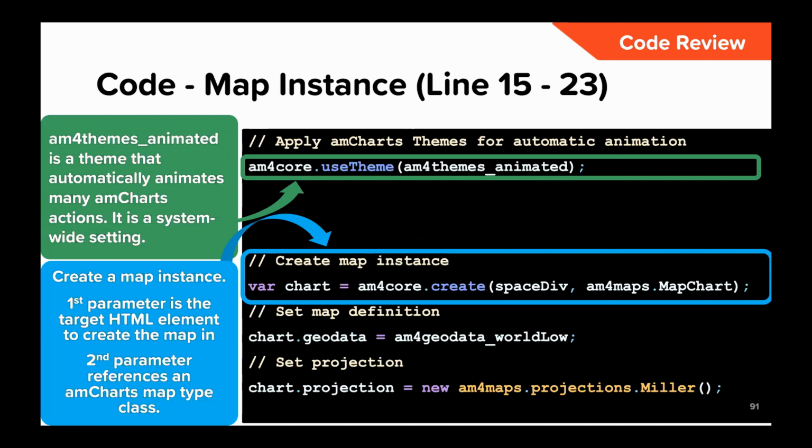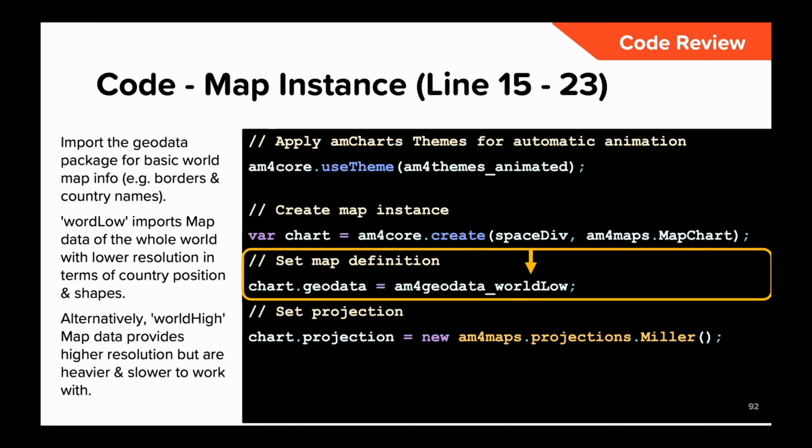From there, we are instantiating some of these themes that we brought in with these libraries. So the animated theme, for example, and then also creating the map instance. So spinning up a chart. It's going to be a certain kind of chart. It's going to have a particular kind of geodata. It's going to be a particular kind of projection. All of these parameters need to be set.